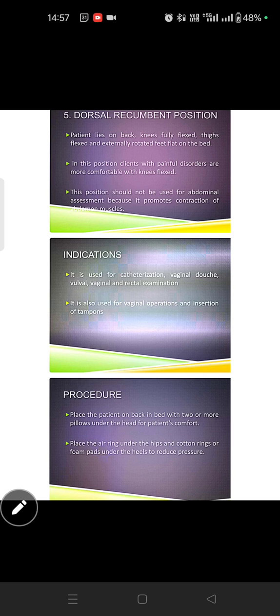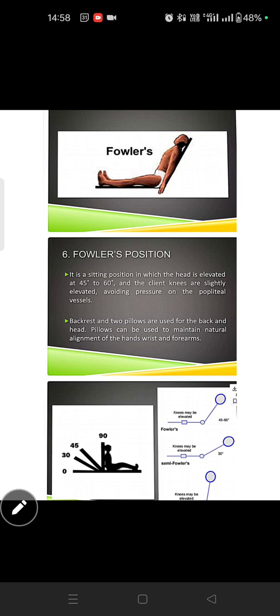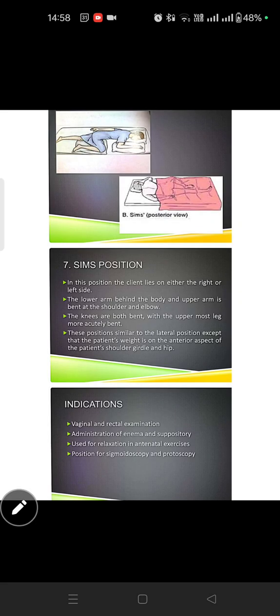Then we go for the dorsal recumbent position. Mainly the back is flat, and the knees and thighs are flexed. We use it for catheter insertion, injection, and tampons. Then the Fowler position. Fowler position means 45 to 60 degrees. We can avoid pressure on the dependent areas. We can have 30, 45 and 90 degrees. We can give comfort devices there.